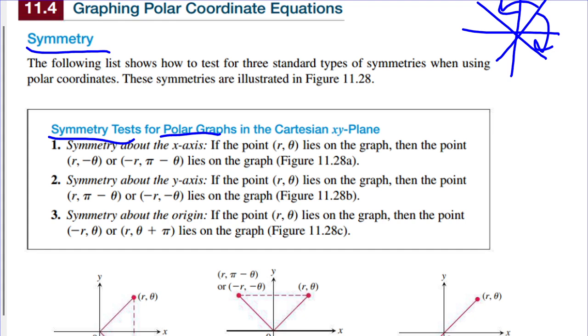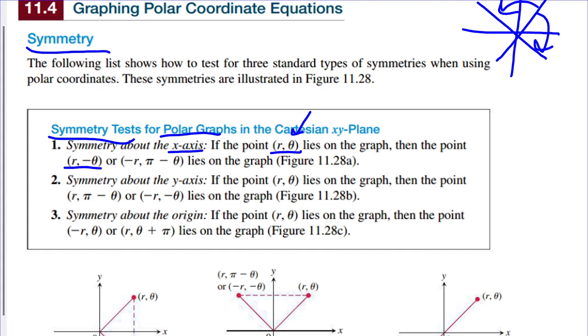The first is symmetry about the x-axis. If a point (r, theta) lies on the graph, then we can substitute in the point (r, negative theta) into the equation. If we get back the same equation as (r, theta), then we'll have symmetry about the x-axis.